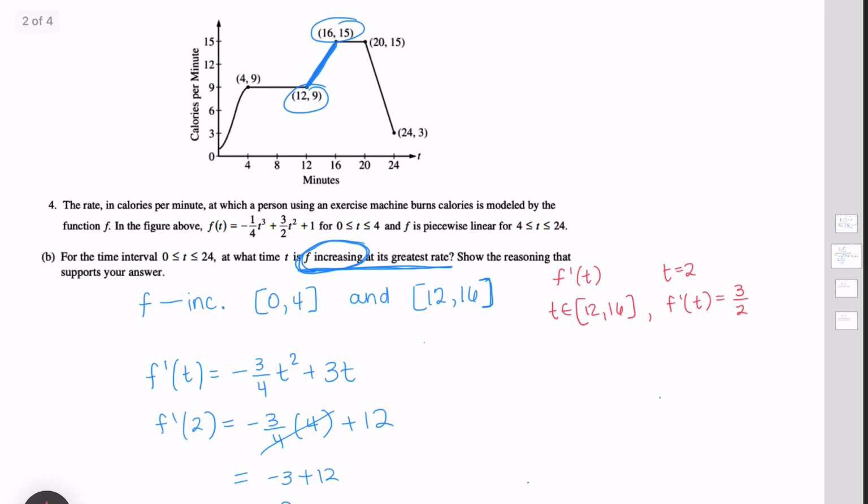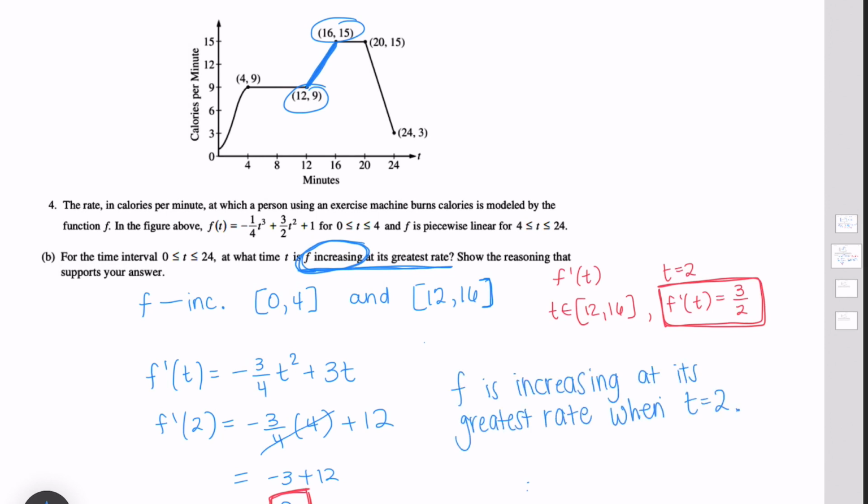The two numbers that we're comparing are the rate of change of f prime at 2, which we got 9, and the rate of change of f prime between 12 and 16, which was a constant value. Remember, we got 3 over 2. Clearly 9 is greater than 3 over 2, so our absolute maximum is happening when t equals 2. We'll finish up our answer by saying f is increasing at its greatest rate when t equals 2.